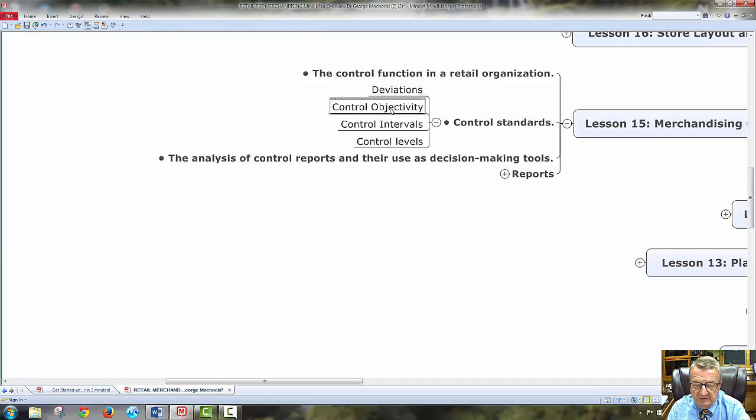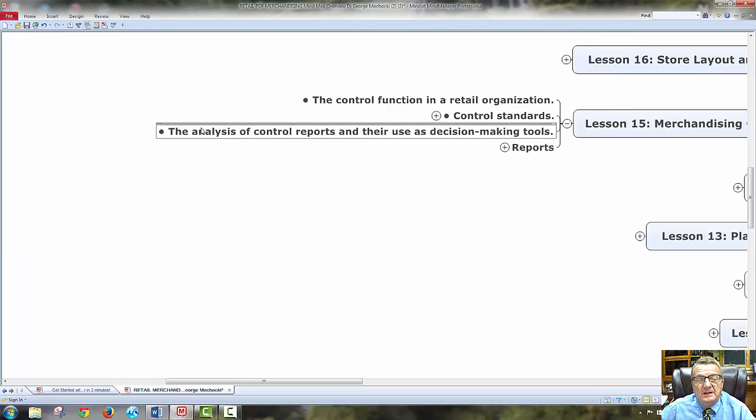When I look at the 80-20 rule, 20% of my merchandise is generating 80% of my profit, and vice versa. Control intervals. When do I want to do it, every day, or do I do it every month? Monthly depends on my business and operation and what levels of control.